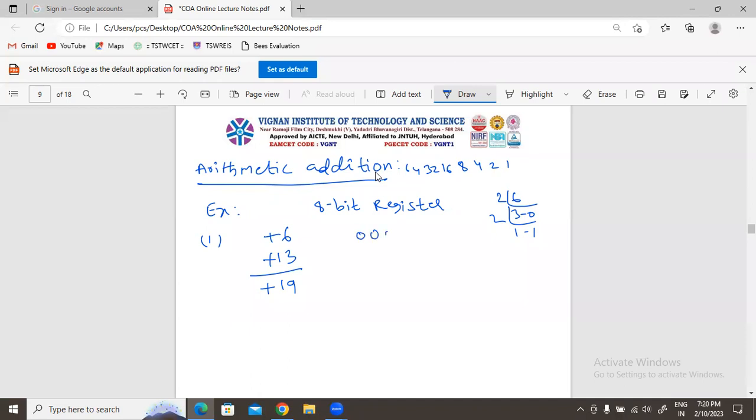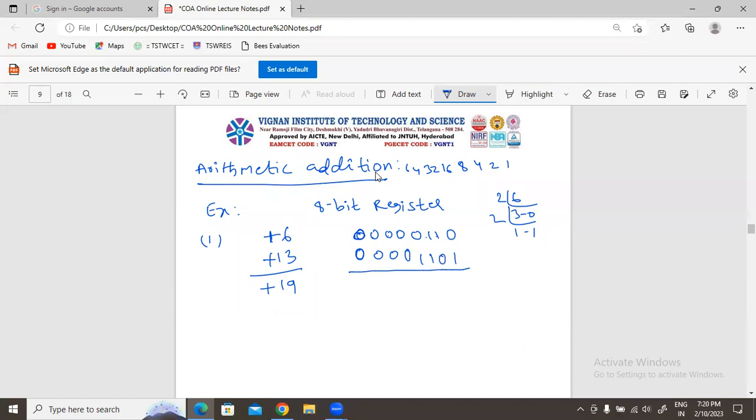So 5 zeros, then 1, 1, 0. The 8th bit is 0, which means it is a positive number. The sign bit is 0, and the remaining bits are 0, 0. Now what about 13? 8 plus 4 is 12, plus 1 is 13. Please understand this.